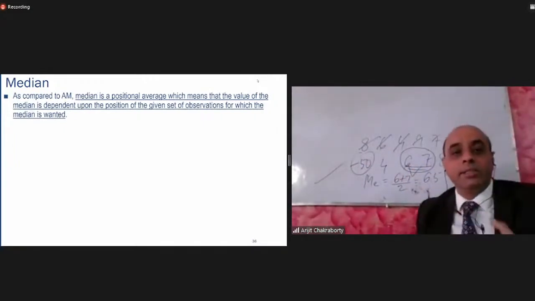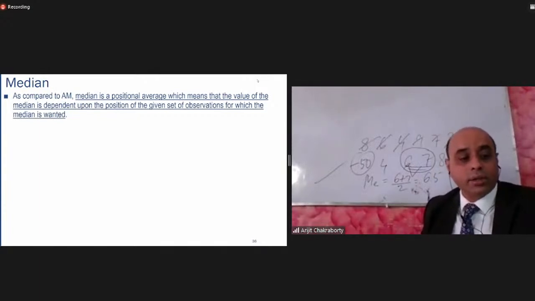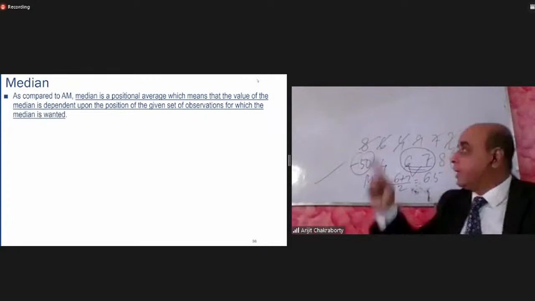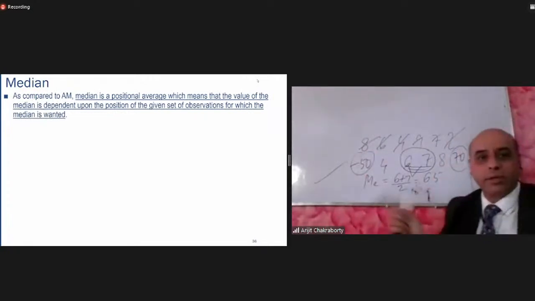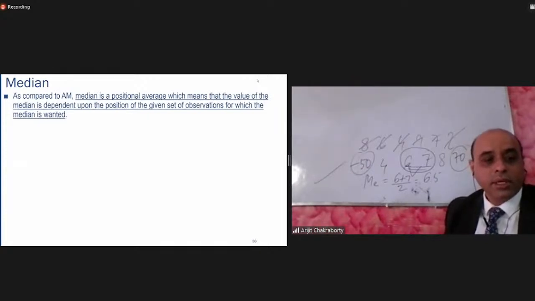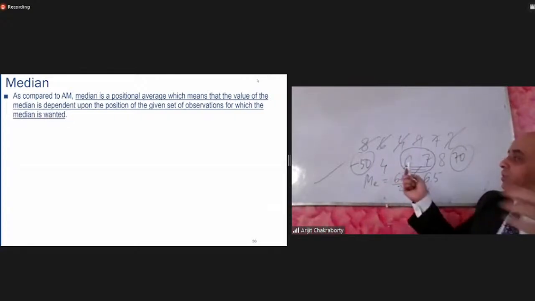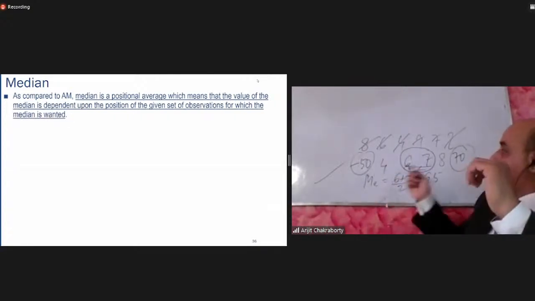So the median is a positional average. Please note, it is a positional average. It does not depend on the extreme values. Many of you have got it, Priyanka, Kamalakshi. Thank you for answering. The median is 6.5. Yes.